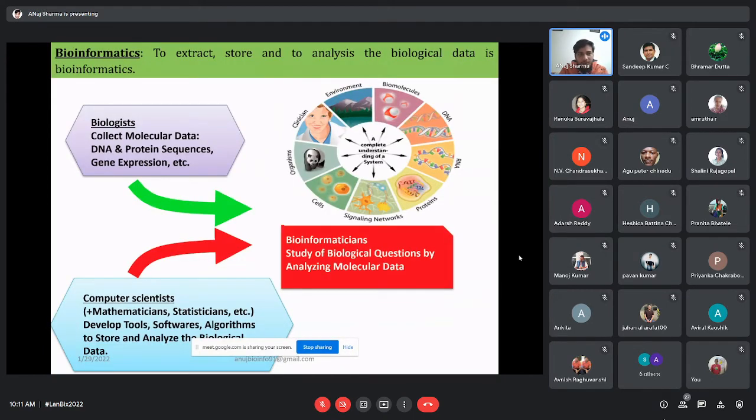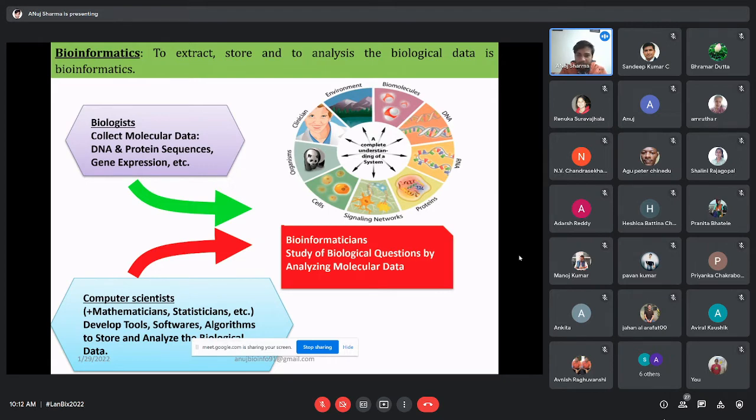First, we are almost all aware of bioinformatics. Bioinformatics is to extract, store, and analyze biological data, and you can contribute in this field as a biologist. If you are working in a lab and you are a molecular biologist, you can work on DNA and protein sequences. You can clone them, and you can go for the analysis. As a computer scientist, you can also develop tools and algorithms that frequently help in analyzing the data. And as bioinformaticians, we study biological questions with the help of analyzing these molecular data.